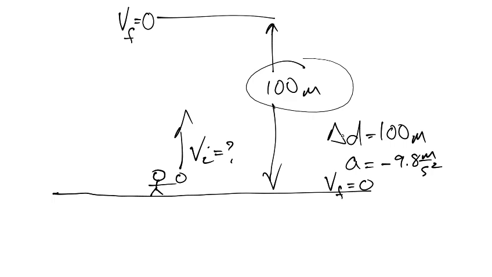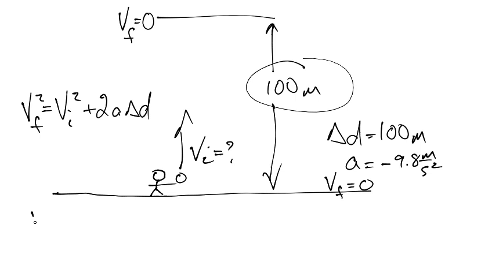Now, if you take a look at this, we have delta D, we have A, we have V final, and we're looking for VI. Well, it's not rocket science to figure out that this equation would probably come in pretty handy: V final squared equals V initial squared plus 2A delta D. However, we're solving for VI.